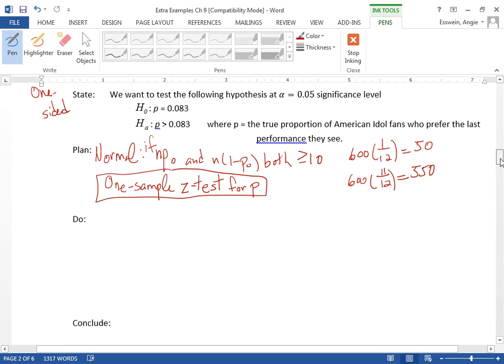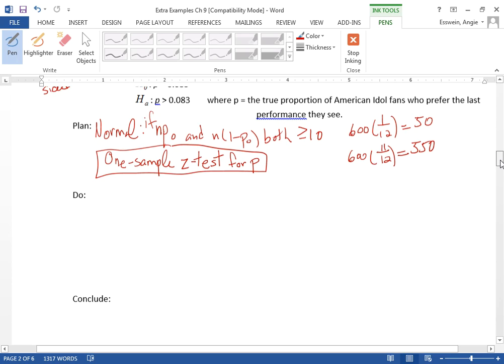It's also going to help you find it on your calculator, to be honest. But you'll have to do multiple choice where you say what kind of test it is.